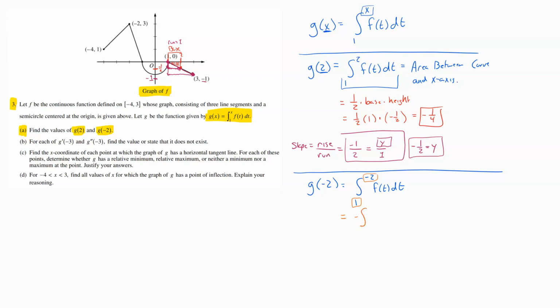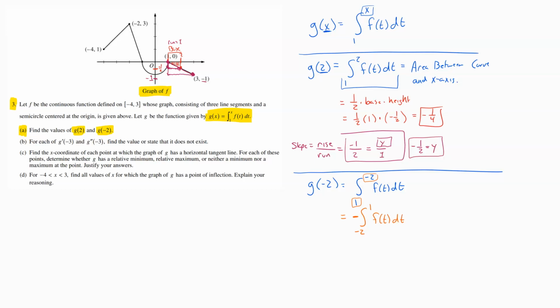And to flip the bounds, I just call it pulling a negative. I don't know if that's a proper math term, but it reminds me of what I need to do. I put a negative in front of that integral, and that allows me now to flip my bounds to make this go from -2 to 1 of f of t dt.